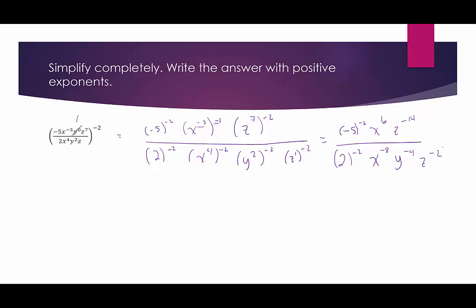Okay, next thing I would do, anything that has a negative exponent, I'm moving it. So that negative 5, that will become negative 5 to the positive 2 when it's in the denominator. Notice when I move it, it's still negative 5.